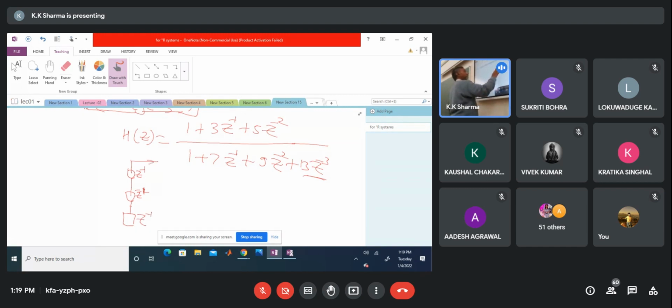This will be b0. What is the value of b0? 1. This will be b1. What is the value of b1? 3. What is the value of b2? 5. What is the value of b3? You can also write it like 0 into z^-3. This last element will be 0. Now you add that.